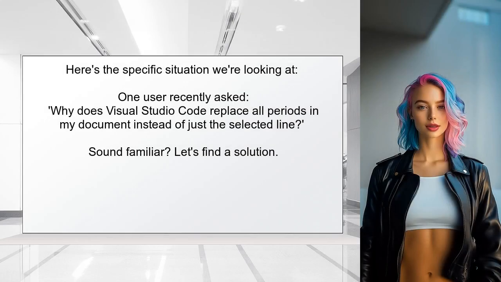Here's the specific situation we're looking at. One user recently asked, "Why does Visual Studio Code replace all periods in my document instead of just the selected line?" They highlighted a line of code and expected only that line to be affected. Sound familiar? Let's dive into this together and find a solution.